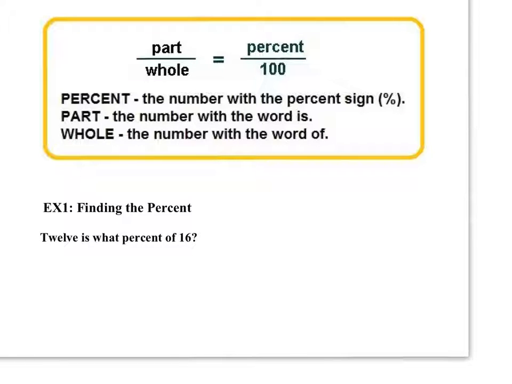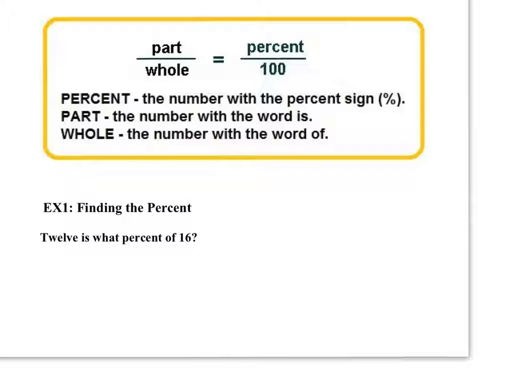We first start with our proportion of part over whole equals percent over 100. The percent is the number with the percent sign. Part is the number with the word is, and whole is the number with the word of. And we know that part is a piece of a total. So a total would be considered the whole value. In our first example, we are going to be finding the percentage. So we have 12 is what percent of 16?